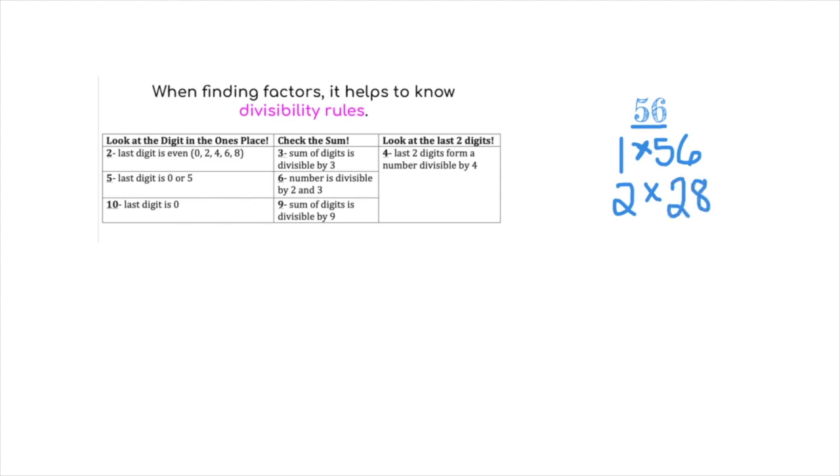Then we try 3. So 3, the rule is the sum of the digits is divisible by 3. So 56, we would do 5 plus 6, which is 11. And if you count by 3s, you won't hit 11. So we're not going to work with 3. We'll try 4. So for 4, the last two digits form a number divisible by 4. You can throw 56 in your calculator, divide it by 4. If it works evenly, it will be a factor. So we have 4 times 14. It does work.